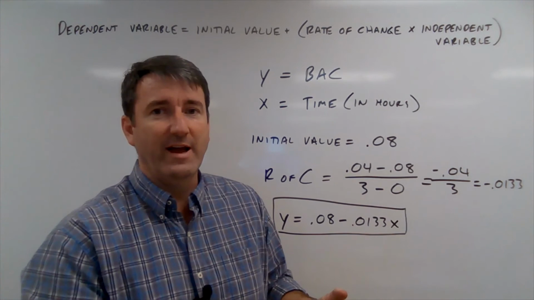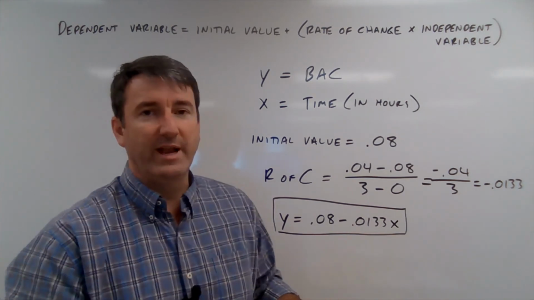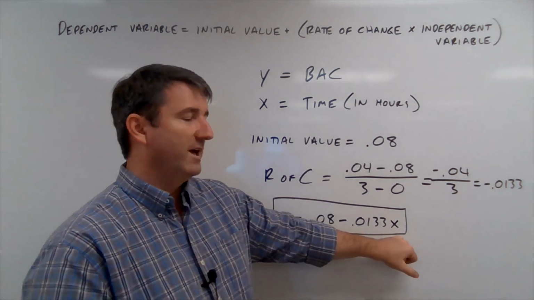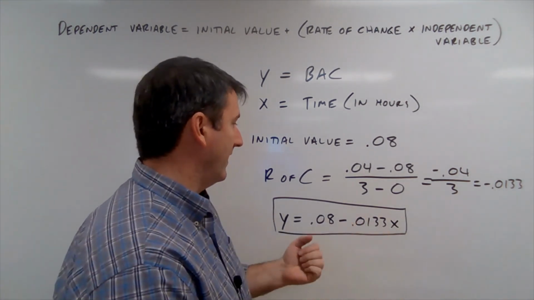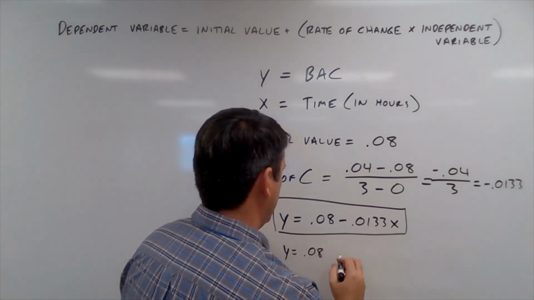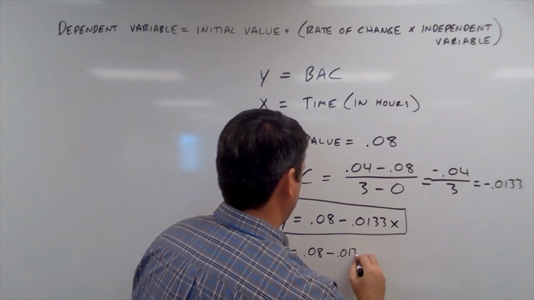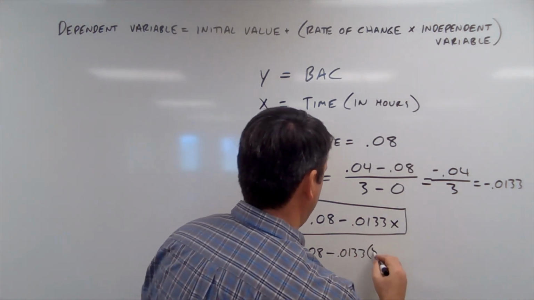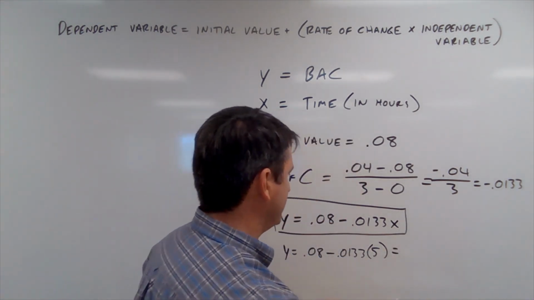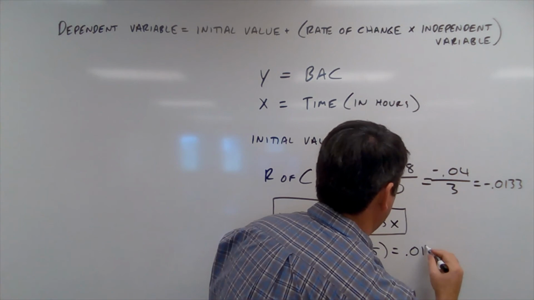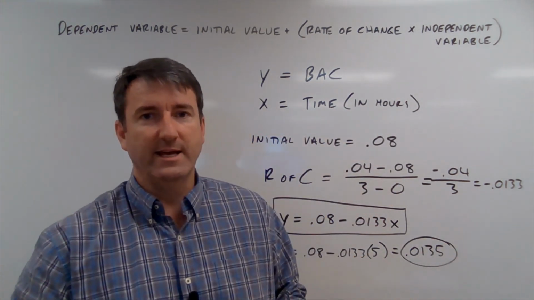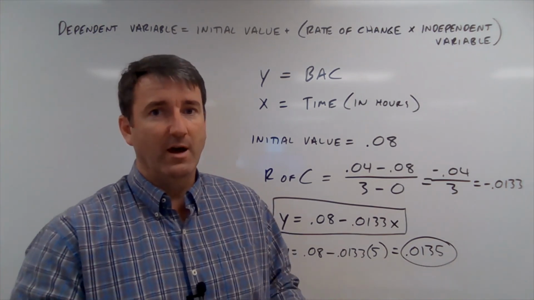And now we're asked to find out what would be the blood alcohol content after 5 hours. So all we have to do now is just plug in 5 for x, for our independent variable. So we're going to get y equals 0.08 minus 0.0133 times 5. And if we plug that into our calculator, we're going to get that y is equal to 0.0135. So that's going to be our blood alcohol content after 5 hours according to our model.